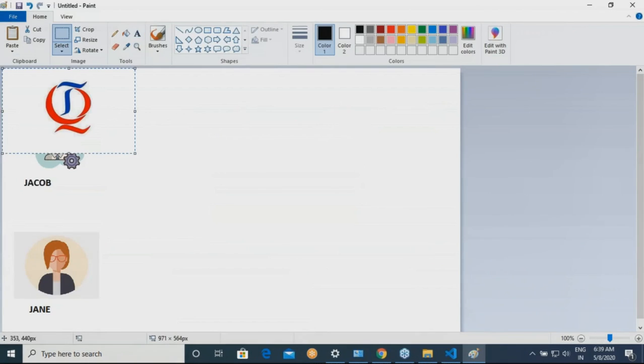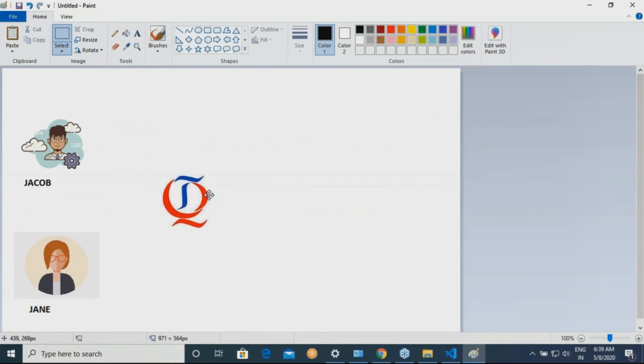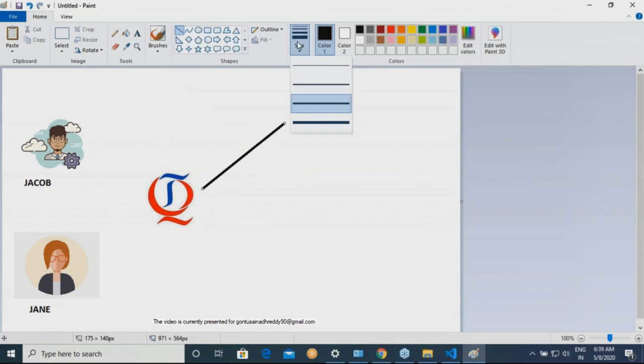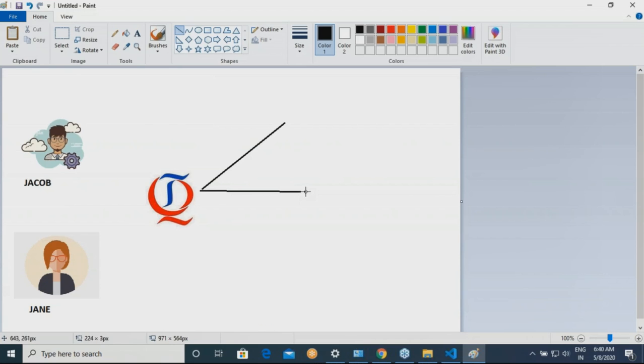I'll take this. So this is the organization which they work for. And in this organization, they have three major verticals. They have three major business organizations. Okay. So this is a software firm.